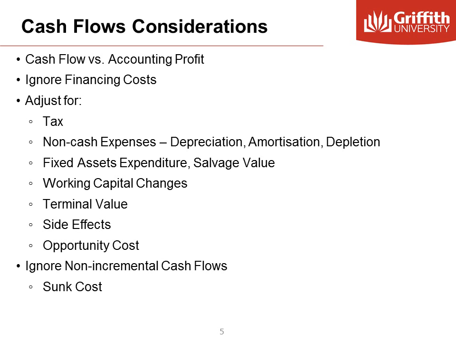These are the issues that need to be considered when evaluating the cash flows of a project. First is the distinction between cash flow and accounting profit. These two are not equal, and sometimes there is a huge difference between them. Capital budgeting uses cash flows. Also, financing costs are ignored. Included, or adjustments must be made for, all these items to properly estimate a project's cash flows: tax, non-cash expenses, fixed asset expenditure, working capital, terminal value, and so forth. And we also ignore the irrelevant or non-incremental cash flows like sunk costs. We will now discuss each point individually.